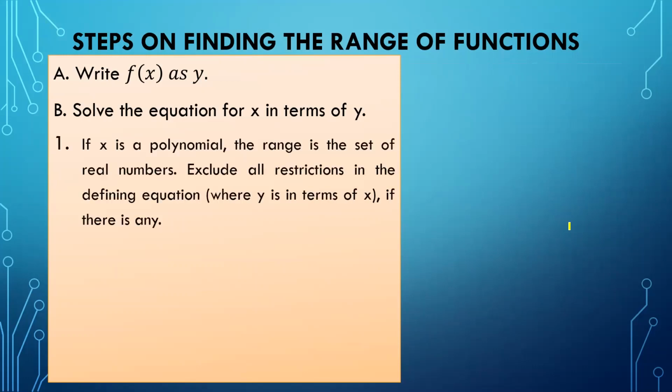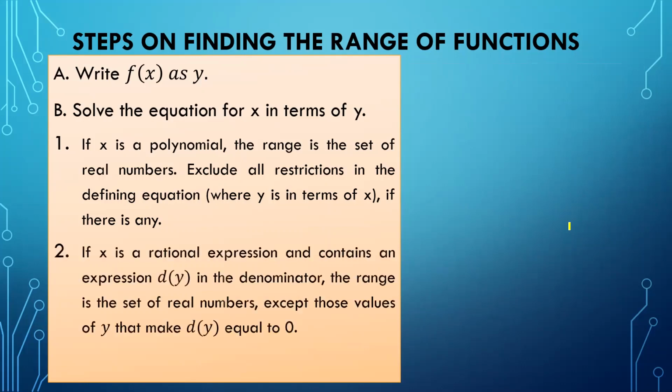Number 1: if x is a polynomial, the range is the set of real numbers, excluding all restrictions in the defining equation where y is in terms of x, if there is any. Number 2: if x is a rational expression and contains an expression d of y in a denominator, the range is the set of real numbers except those values of y that make d of y equal to 0.